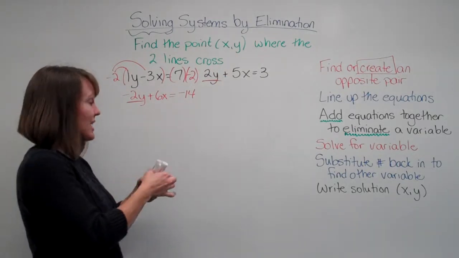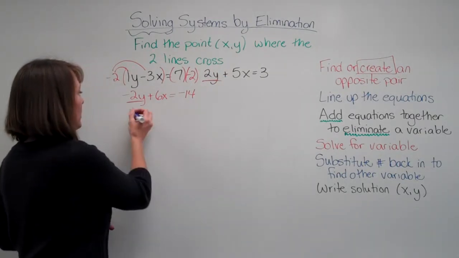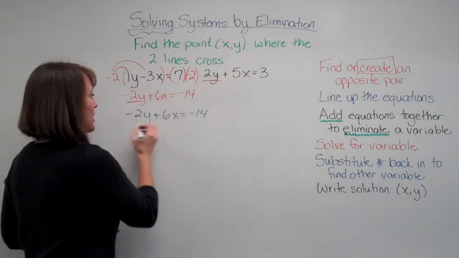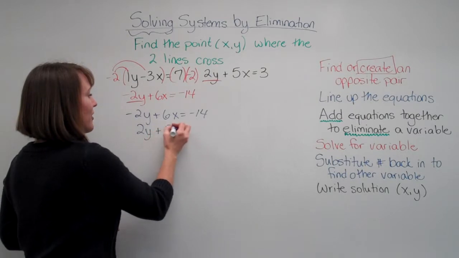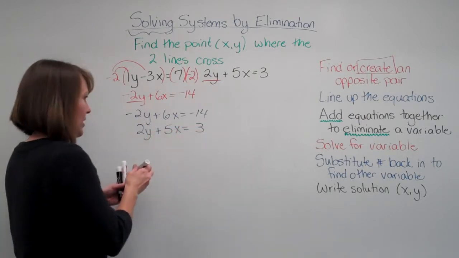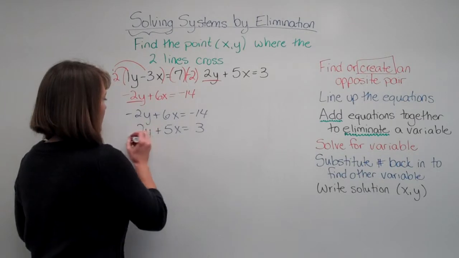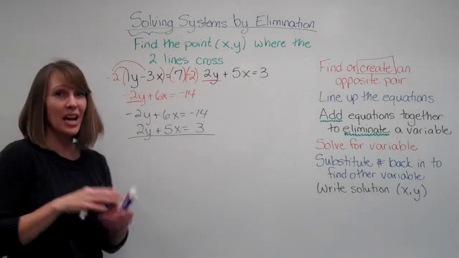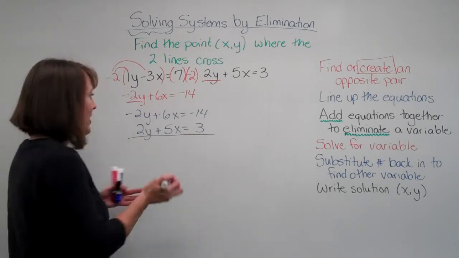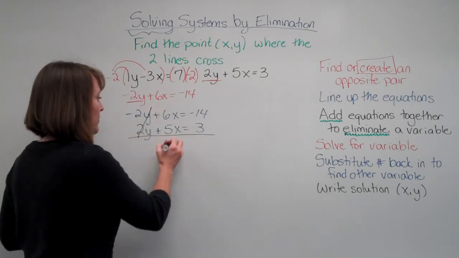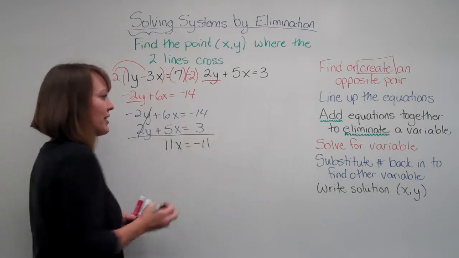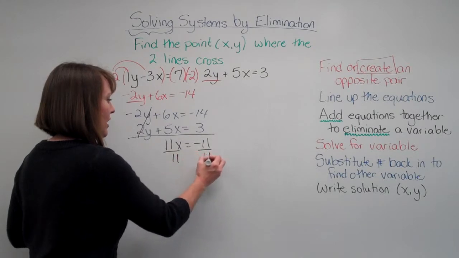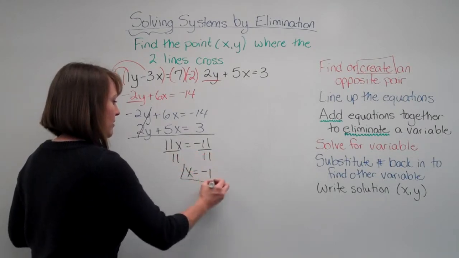All right, so then what I need to do is line up my equations like before. So I have negative 2y plus 6x equals negative 14. Bring this one down, 2y plus 5x equals 3. And now when I add them together, something's going to eliminate. Right? If I try to add them the first time, I just end up with more x's and y's. This time my y's disappear. I have 11x is equal to negative 11. And then when I divide both sides by 11, I have x is equal to negative 1.